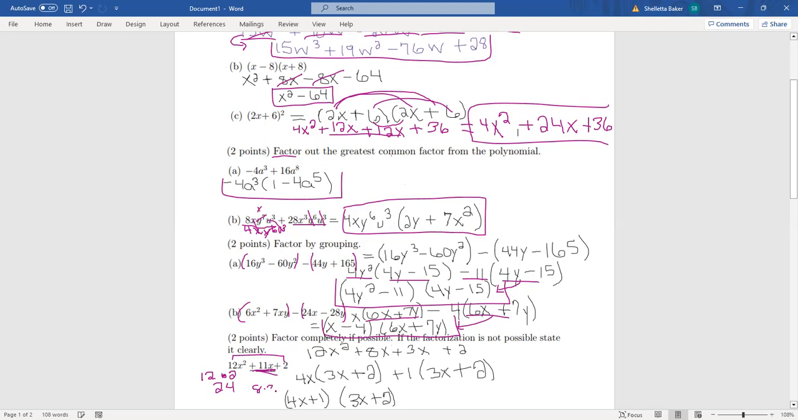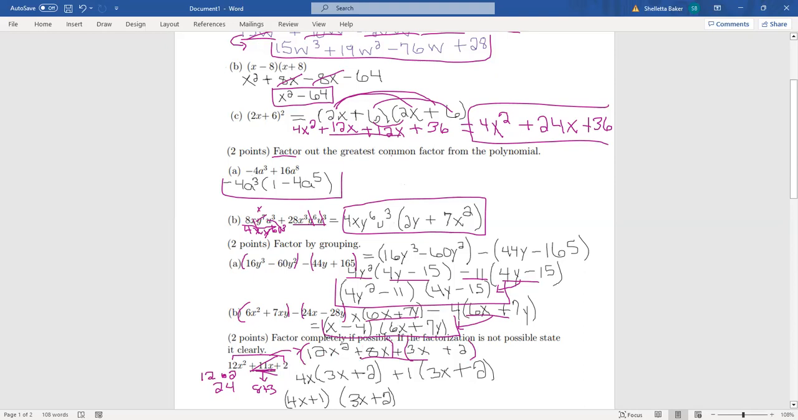So 8 times 3, that gives us 24. And if we add 8 plus 3, that checks out to give us 11 in the middle. What you do is rewrite that expression, and you're going to remove the 11x and substitute these two factors. So see, we substituted 8x plus 3x. Now we want to create our two groups. So the first two terms and the last two terms.